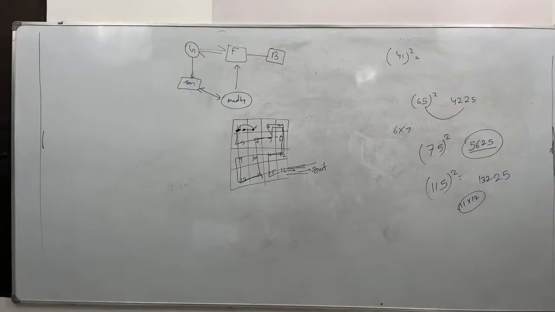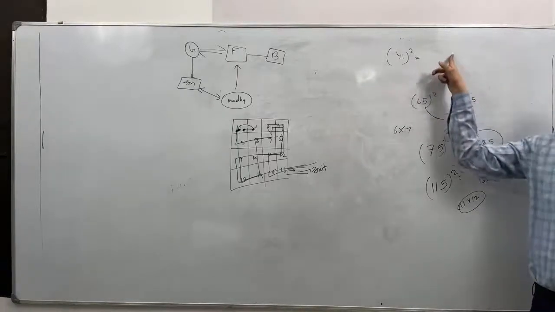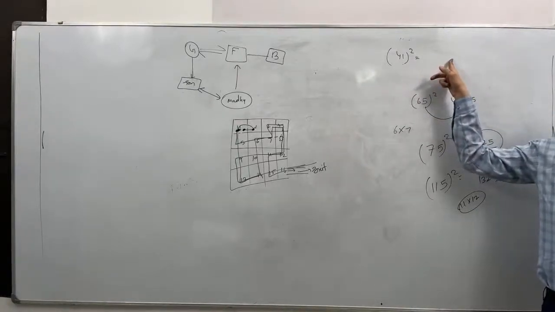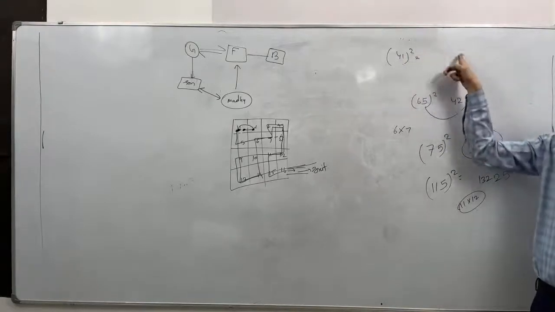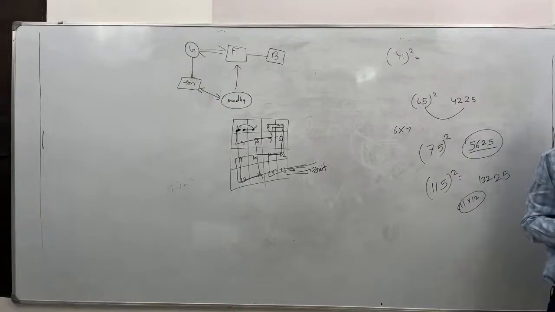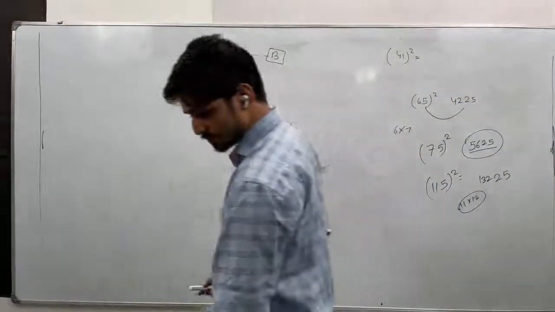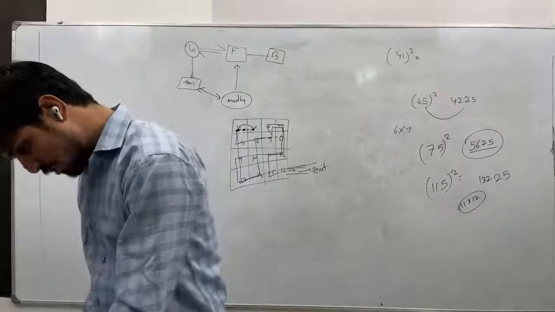1 square is 1. If it's 1, then 1 square is 1. It means the unit digit will be 1. Got it? If the unit digit is 1, then in the square also the final answer's unit digit will be 1 only. Simple, right? So now how will you try? How can you solve that question?